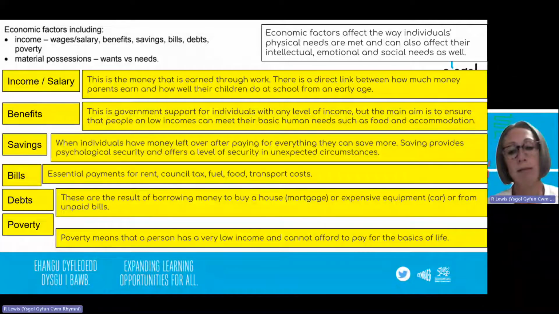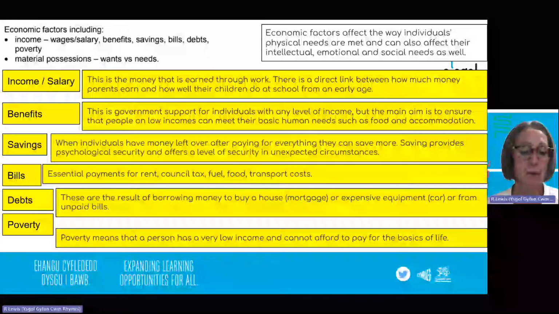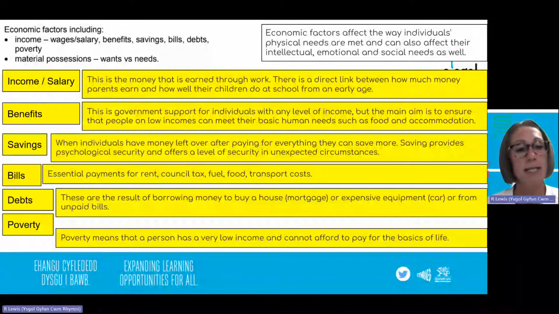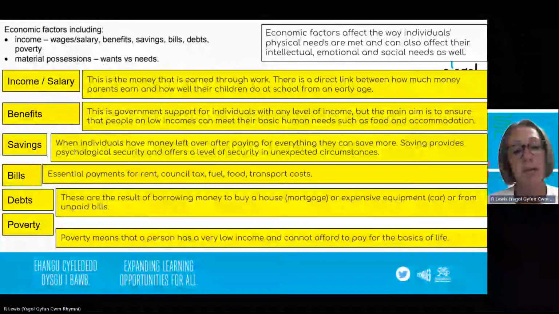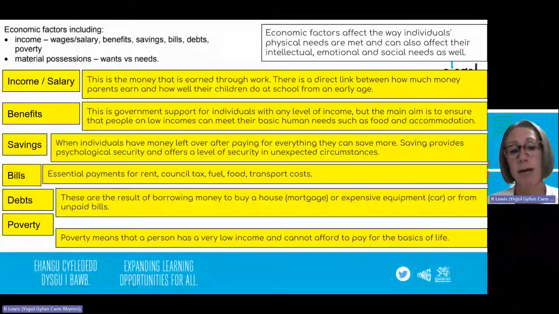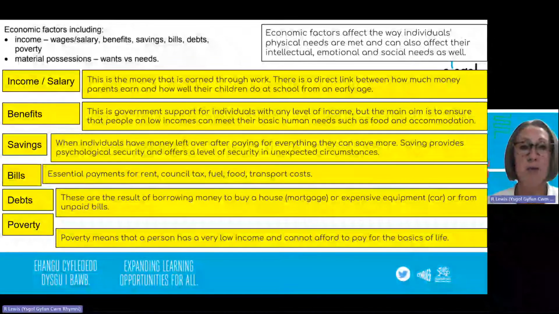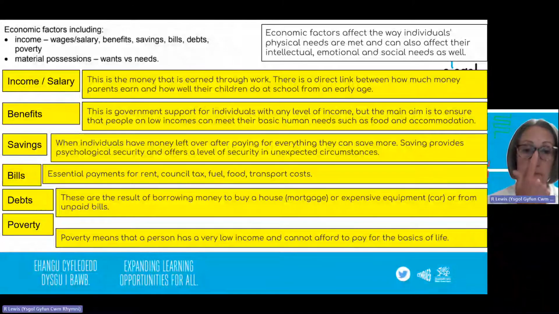And you might just think, well, how does income affect how happy I am? How does income affect my health? Okay, so if we look at income, this is the money that I receive through work, and there is a direct link between how much money parents earn and how well their children do at school from an early age. Okay.